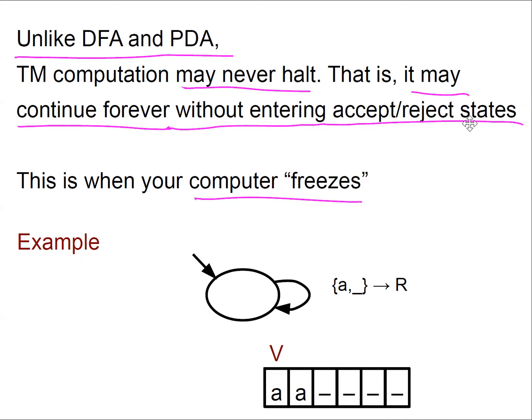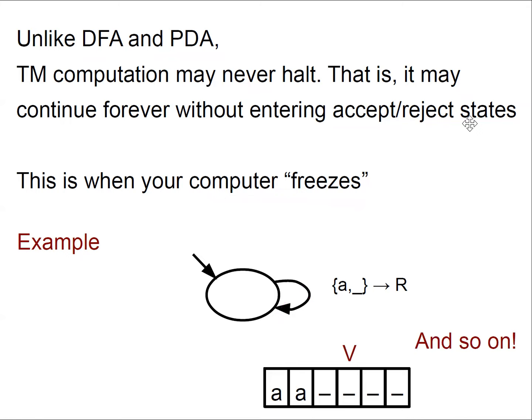Here is a very basic example of a machine which doesn't halt, doesn't stop. So you enter here, and every time you read an A or a blank, you simply go right. So the machine will just proceed. The computation goes on forever.